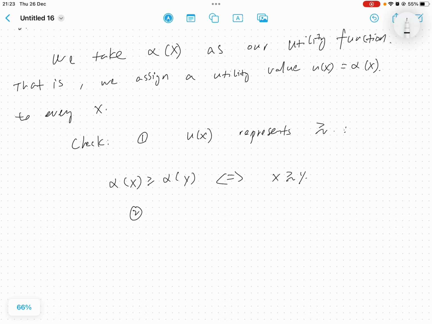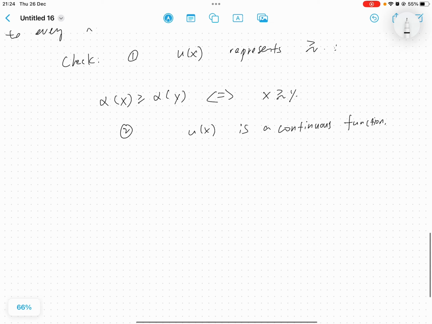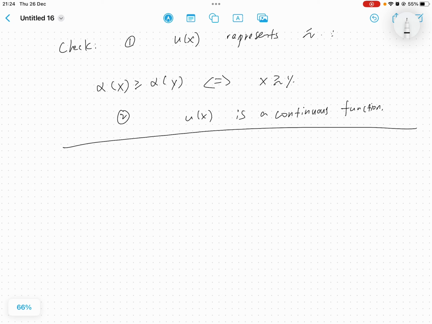And the second check is that this utility is a continuous function. We'll use the definition for a function to be continuous. The first will be relatively easy, just several lines, but the second will be pretty long. So now let's do the first proof. This utility represents the preferences. This proof is exactly its construction, right?